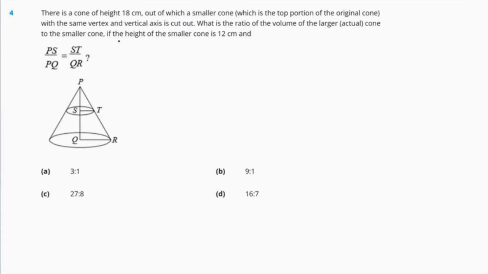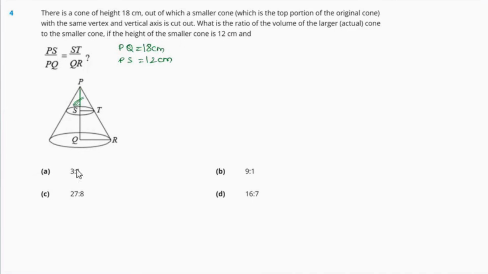The next question is saying there is a cone of height 18 centimeter. Okay, the height of the cone, which is PQ, is given to us as 18 centimeter. Out of which a smaller cone, which is the top portion of the original cone, which means this part, with the same vertex and the vertical axis, is cut out. What is the ratio of the volume of the larger cone to the smaller cone, if the height of the smaller cone, which means this PS, is 12 centimeter? We are supposed to figure out the ratio of the volume of the larger cone to the volume of the smaller cone.